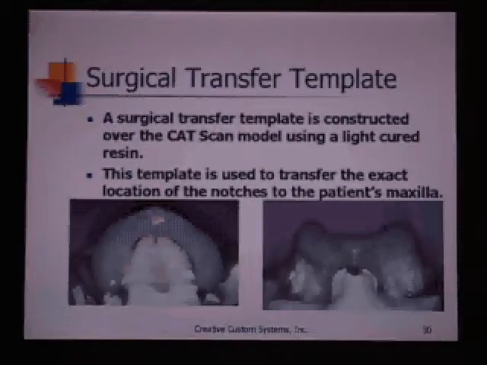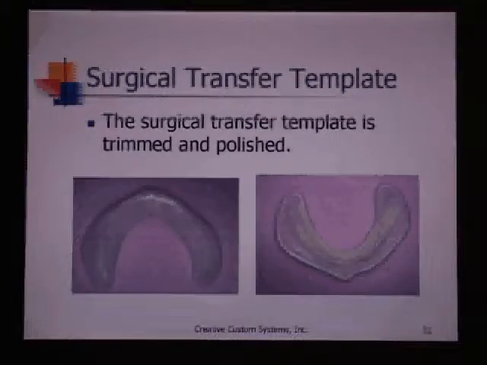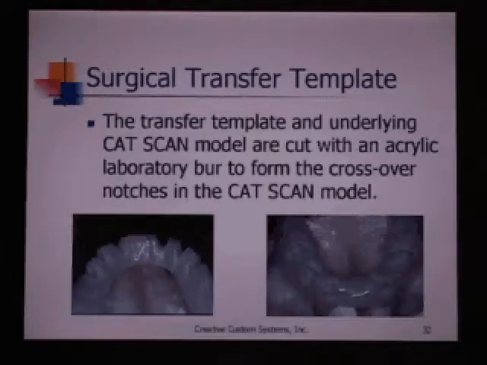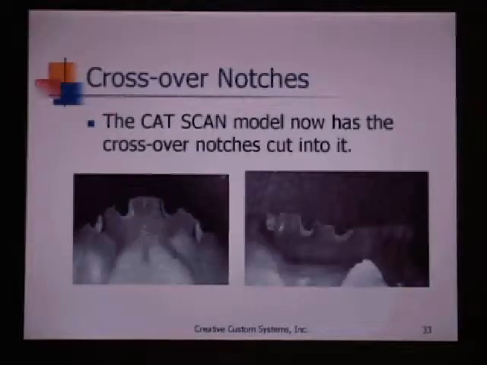This template is used to transfer the exact location of the notches to the patient's maxilla. The surgical transfer template is trimmed and polished. The transfer template and underlying CAT scan model are cut with an acrylic laboratory burr to form the crossover notches in the CAT scan model. The CAT scan model now has the crossover notches cut into it.